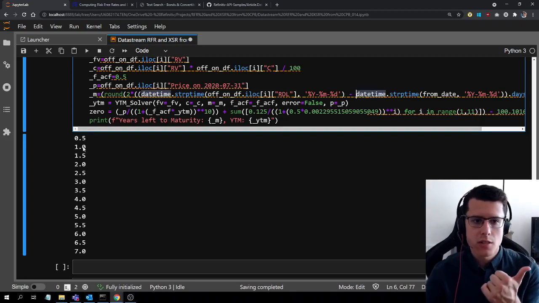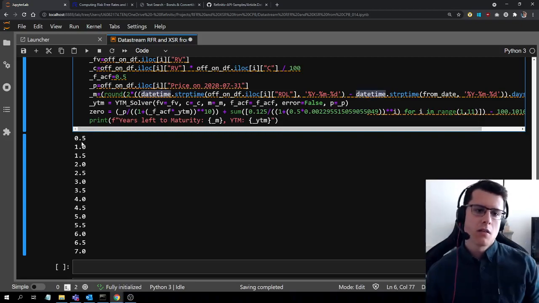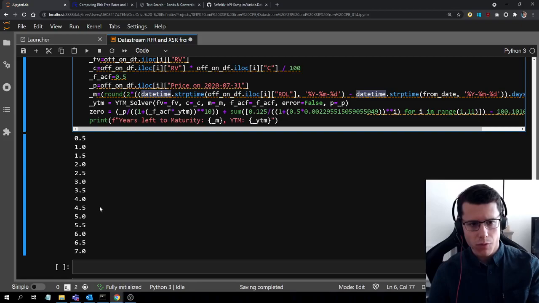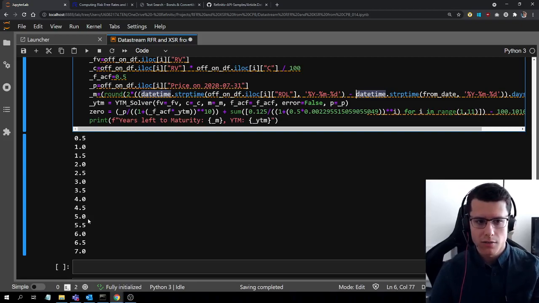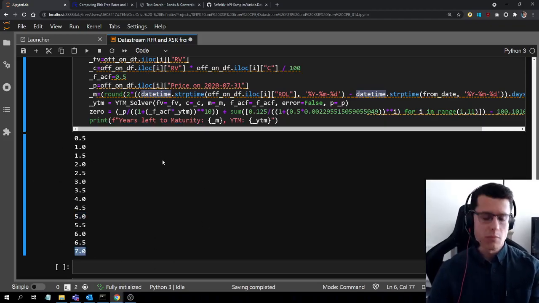So we've got our first, actually this one is the on-the-run maturity bond, so that's 0.5, and then we've got our first off-the-run one, which is 1 year, then 1.5, then 2, 2.5, 3, 3.5, 4, 4.5, and then this is on the run again, 5. 5.5, 6, 6.5, and 7, which is on the run again. So it works. This is exactly the kind of maturities that I wanted.